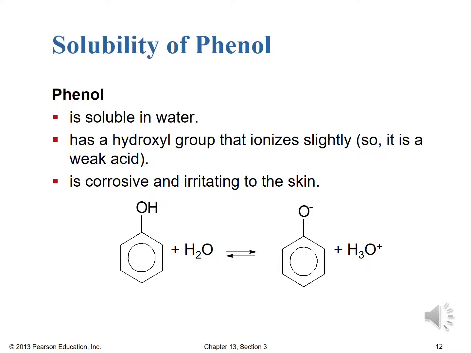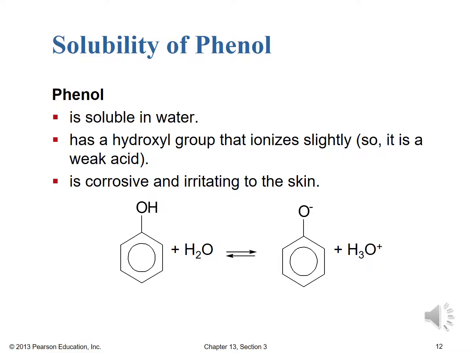Also, it ionizes slightly, so it's actually a weak acid. That's not why it's a disinfectant, but it is a noticeable feature of it. It does dissociate, and so it can be corrosive and irritating to the skin as a result.